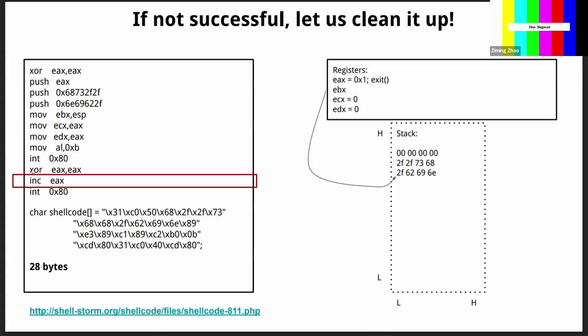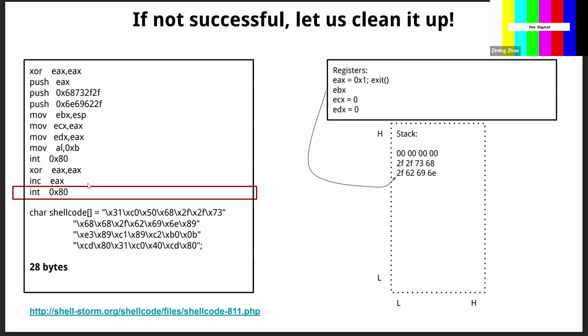That's why we have EAX as 1, which is a system call exit. Those other 3 registers, the value doesn't really matter. Okay. Then we make the system call int 80. Then it will just exit. That's it.